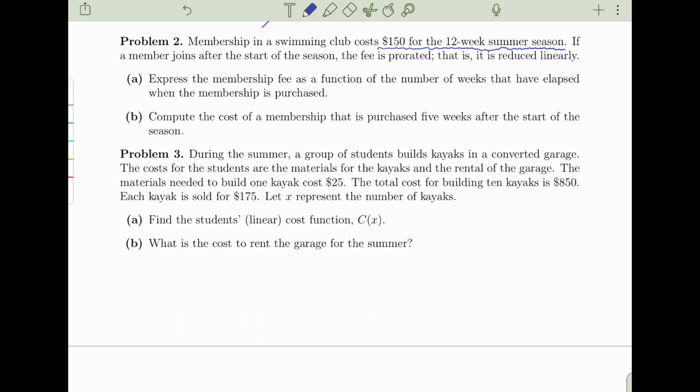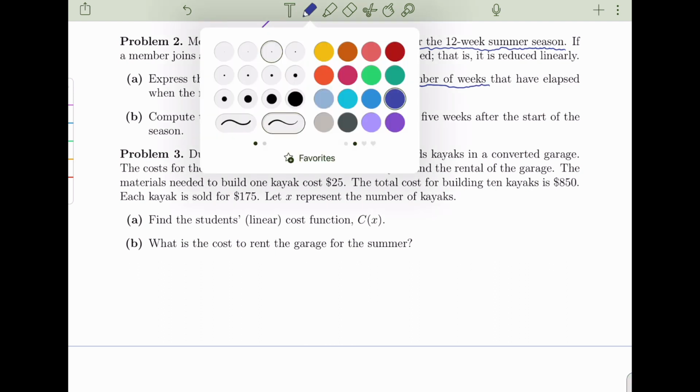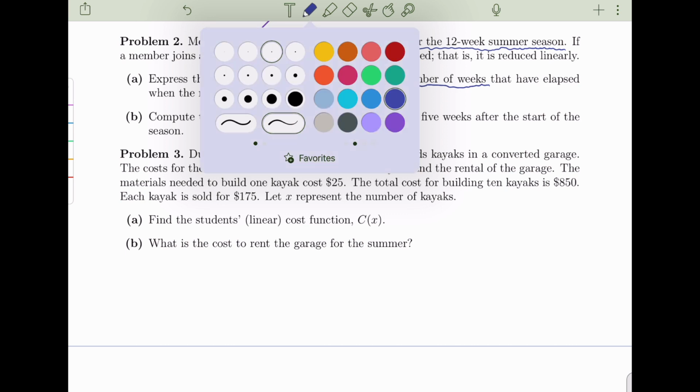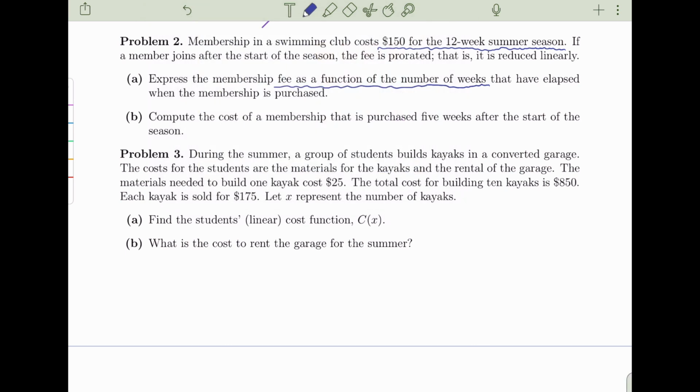And our x coordinate is gonna be the number of weeks, as is indicated in the question here, right? A function of the number of weeks that has elapsed when the membership is purchased. So the x coordinate is gonna be the weeks after the beginning you join the club. So it's gonna be 0 here. And the full price is gonna be $150.